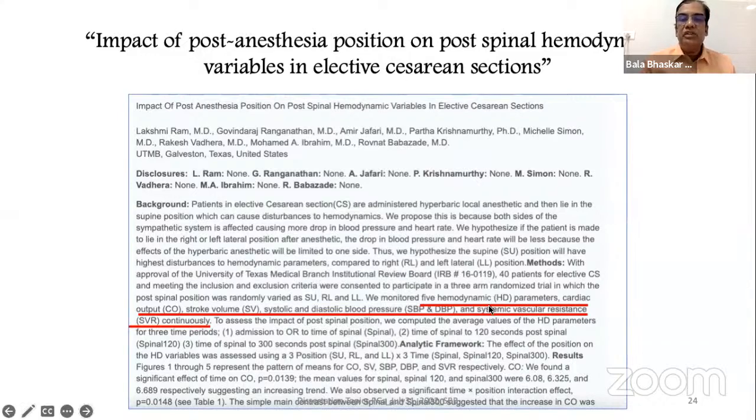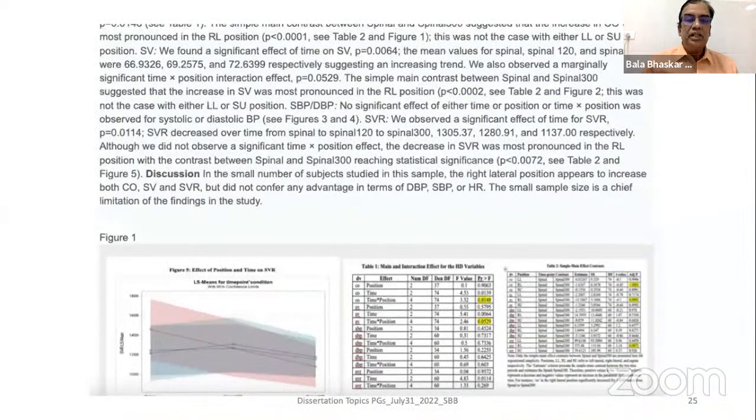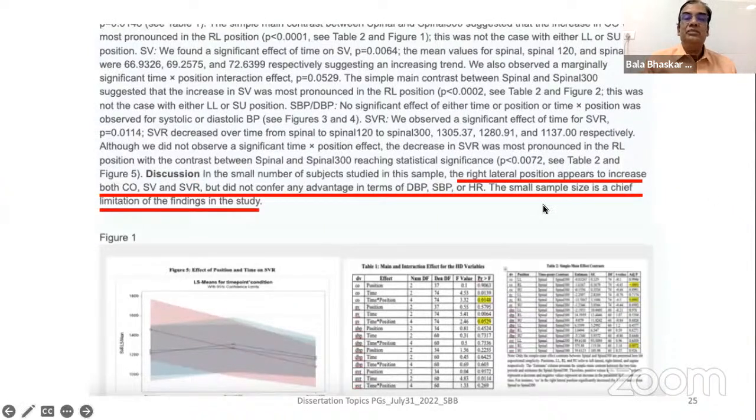They monitored about 5 hemodynamic parameters, including cardiac parameters like cardiac output, stroke volume, and systolic and diastolic blood pressure. We may also decide based upon our setup and try to see what happens in our particular setup. They also gave a trend and the different values in both positions. For example, they said the right lateral decubitus position appears to increase cardiac output, stroke volume, and SVR.